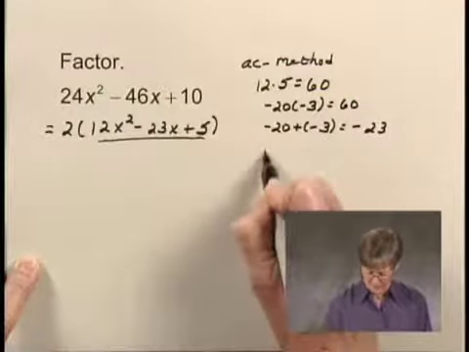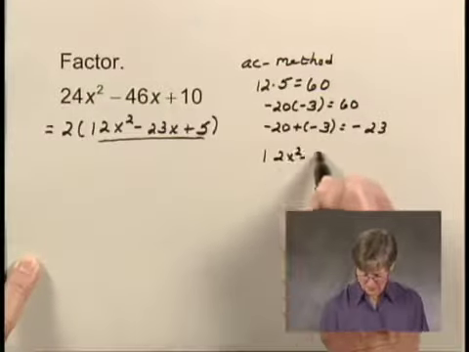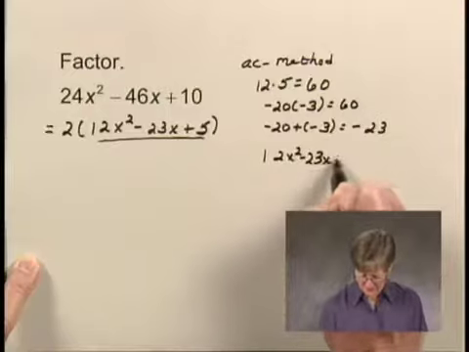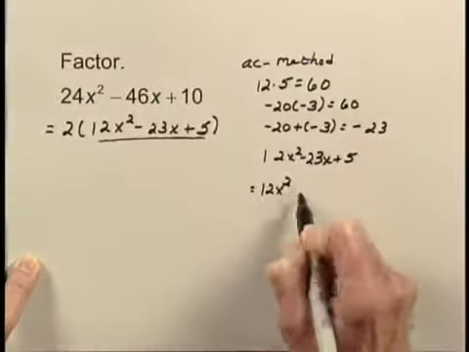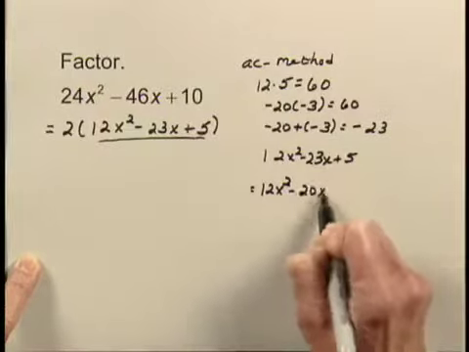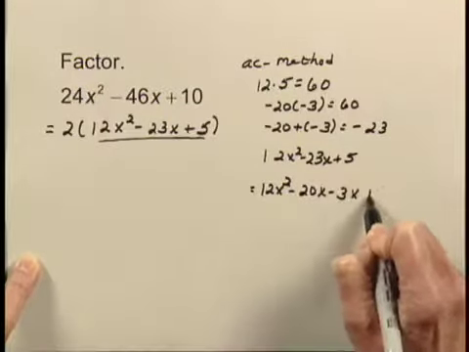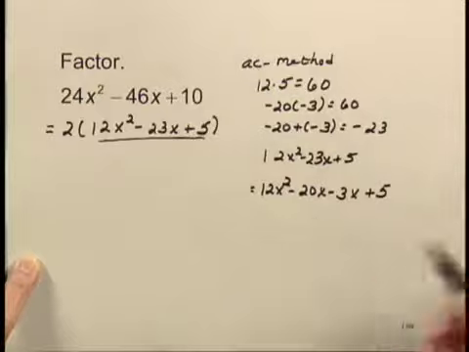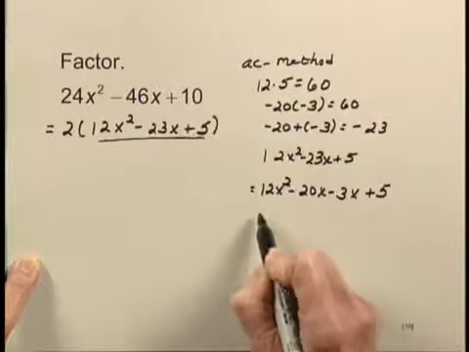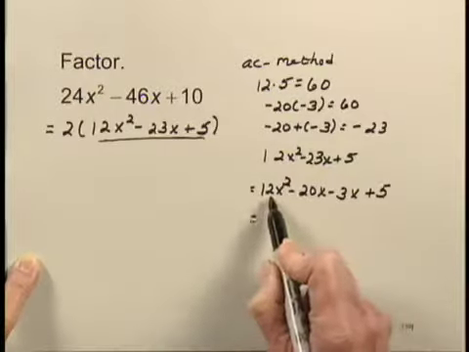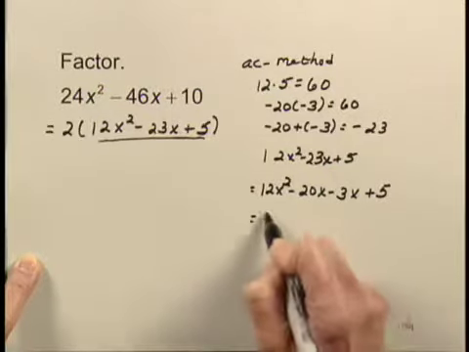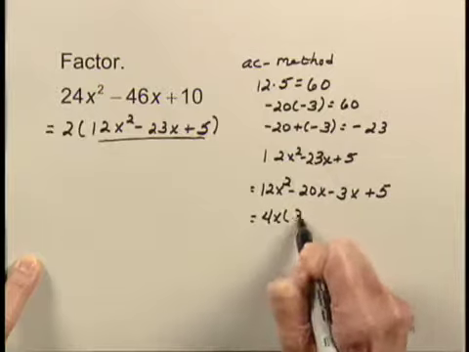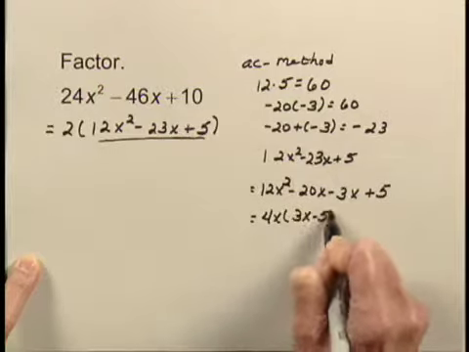And let's just work over here on 12x squared minus 23x plus 5. And I'm going to write it as 12x squared minus 20x minus 3x plus 5. And now I'm going to factor this by grouping. When I group 12x squared minus 20x together, I can factor out 4x, and that leaves me 3x minus 5.